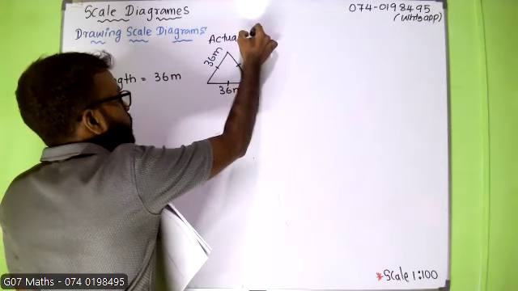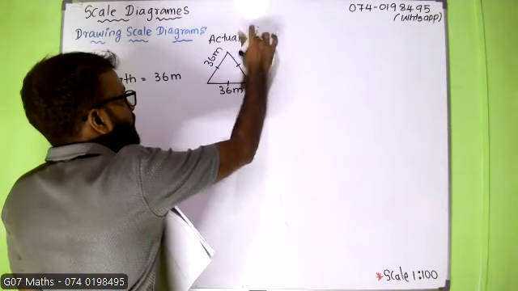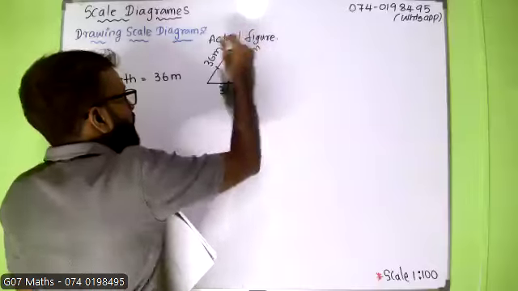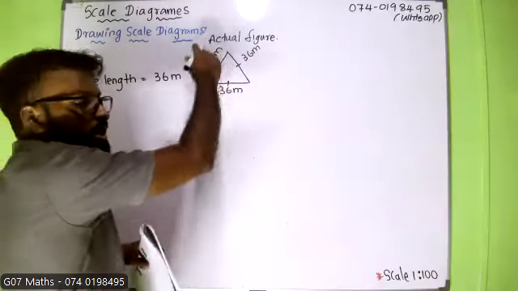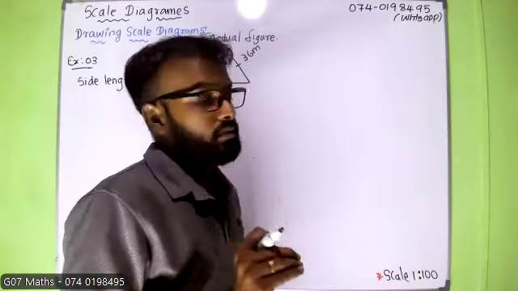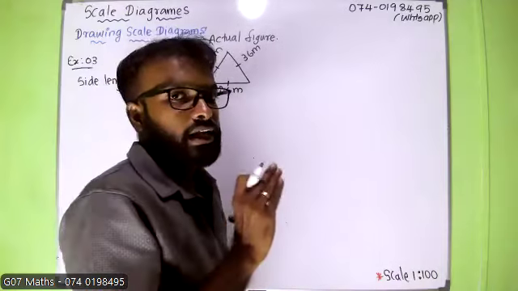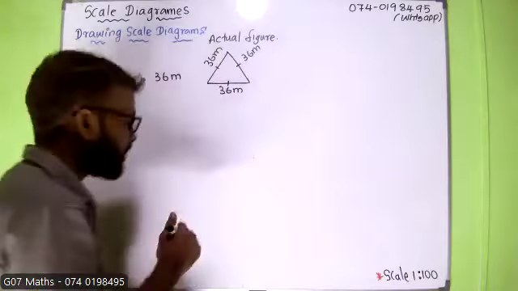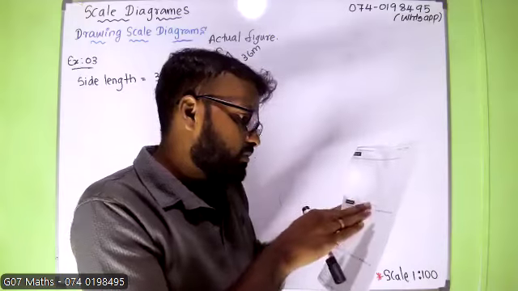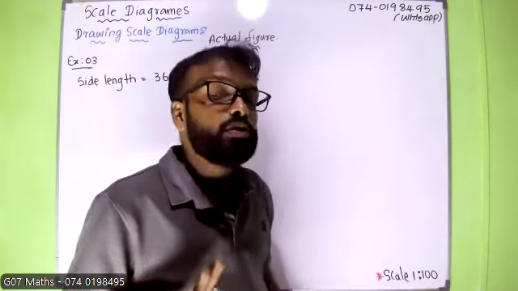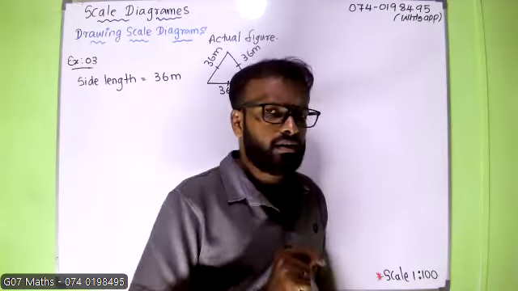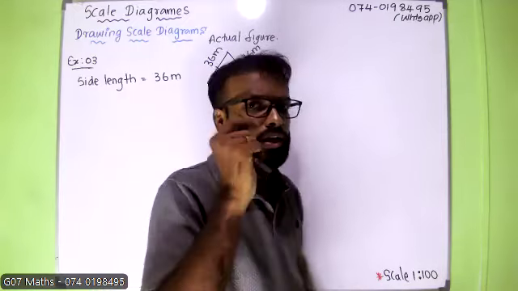So this is the actual diagram, or figure. Actual figure, for your understanding. But this is not the thing that they are asking. Now they have given you the scale 1 to 900. What is the meaning of that? 1 to 900. Okay, let's see.